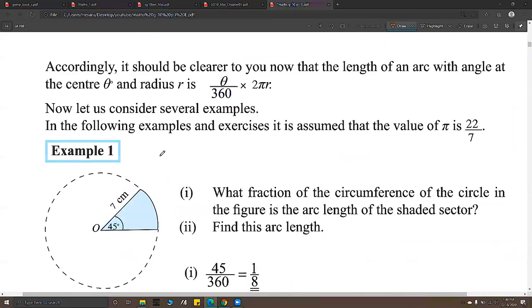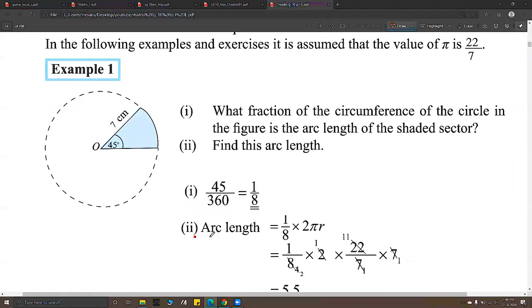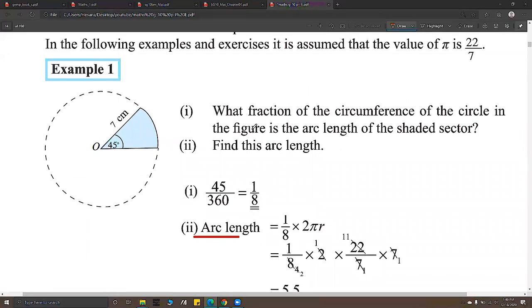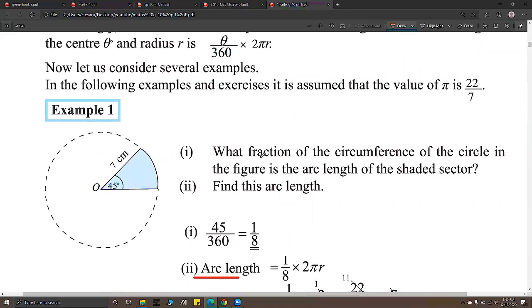So you have to find the arc length. So arc length is 1 over 8. What does this 1 over 8 mean? 1 over 8 means 45 over 360. So in this question, the first thing they ask is what fraction of the circumference of the circle in the figure is the arc length of the shaded sector? So what's the proportion they ask? It's θ over 360. θ is 45 here, so by simplifying you can get 1 over 8.